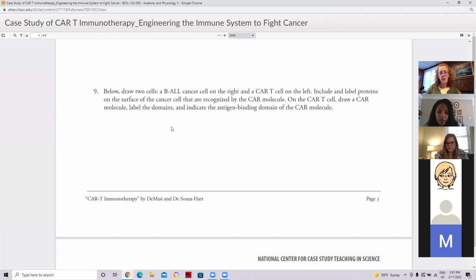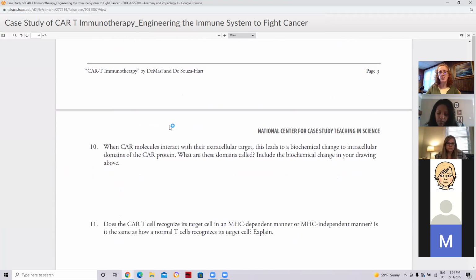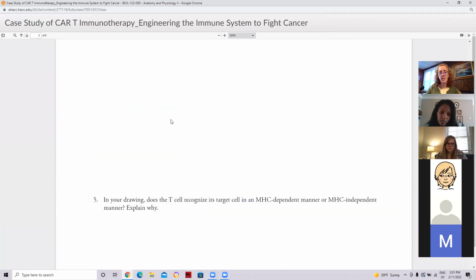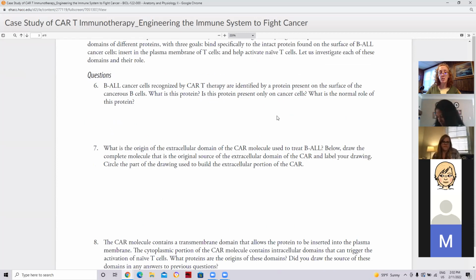Is that the only one that we don't have to do? So far, yes. The other one is this one. If you want to, Claire, take this out of your template: include the receptor associated proteins that become phosphorylated. We're not going to worry about that. Just that bottom part of 4, this part right here. Because you guys don't know that stuff. I could probably look it up in a book I have, but I don't know that stuff right off the top of my head.